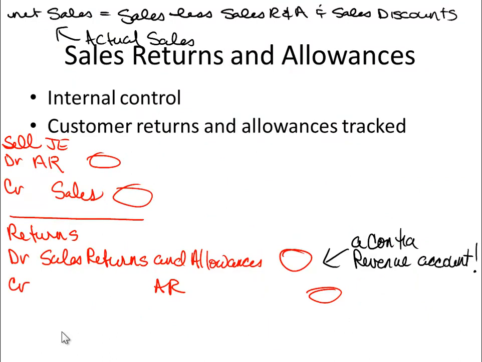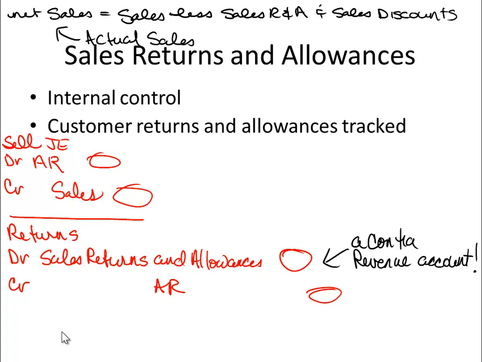Well, what if somebody returns something to us? Well, if a customer returns, that means that we're going to use a contra revenue account called sales returns and allowances, and we'll credit accounts receivable because they no longer owe us the money because they returned the item. So sales returns and allowances is a contra account.